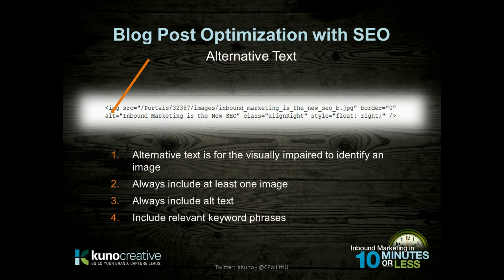Now, Google uses this alternative text as another means to decide how relevant your content is for a particular keyword phrase. So because Google does that, we want to always make sure that we include at least one image on every blog post. And we always want to make sure that image has alternative text and that we have relevant keyword phrases in that alternative text. And just a side hint, make sure that the title of the image file itself, that JPEG, try to put a keyword phrase in that particular file name as well.